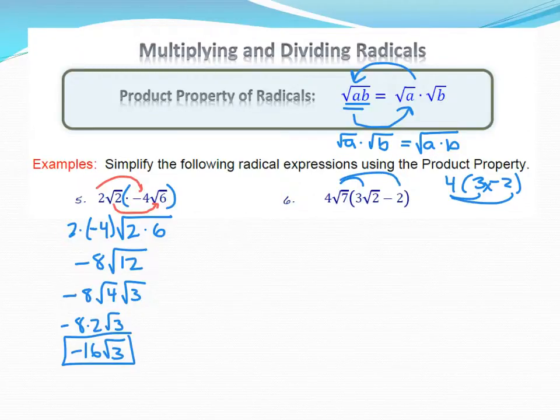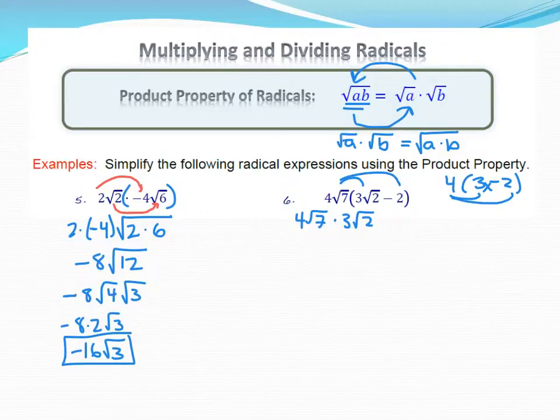Now let's combine this with what we did in example 5. When I distribute, any numbers on the outside of a radical I'll combine, any numbers on the inside of a radical I'll combine. I'll draw this out for you nice and long. So I'm going to have 4 radical 7 times 3 radical 2. That's the first term.